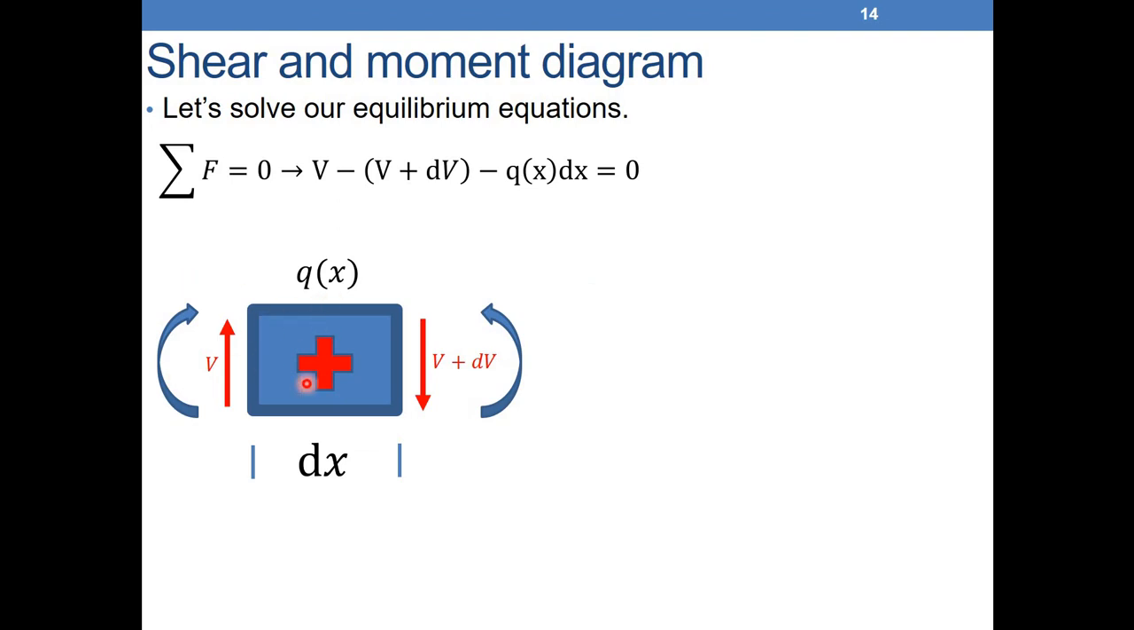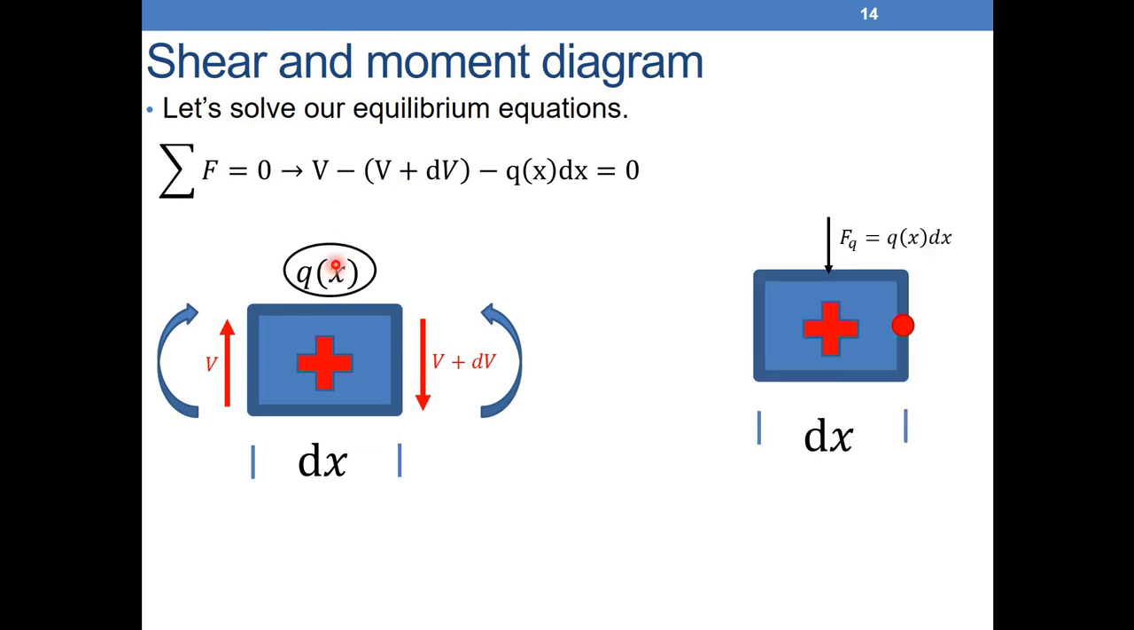Because this isolated portion is also in equilibrium, sum of forces equal to 0. We don't care about the moment for now. We have V going up, so plus V minus V plus dV. And what's the force applied by Q? Q of X, as we said, can be replaced as if I have a force, let's call it FQ, equal to Q of X times dx, always the distributed load times the distance. And this force will be applied in the middle of dx. So minus Q of X dx. So the three forces acting: V minus V plus dV minus Q of X dx.